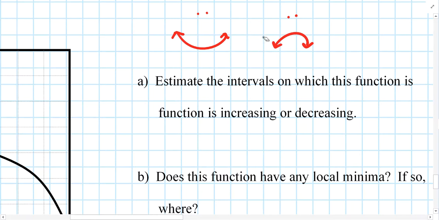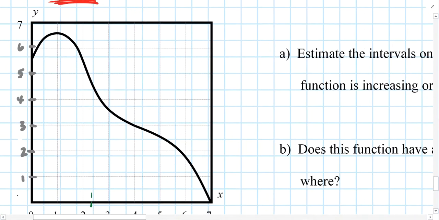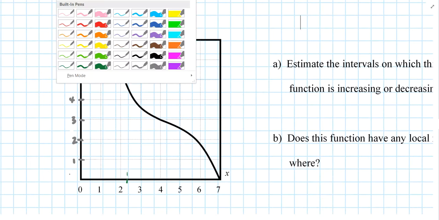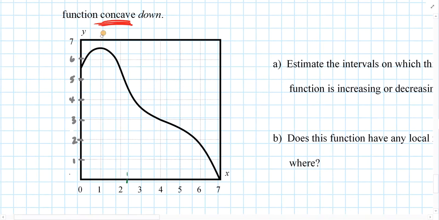Now, not all graphs look quite like a smiley face or a frowny face, and instead they've got portions of each within the graph. If you take a look at this example here, and I'll pick some colors to make this stand out, this portion of the graph, this little section from here to about here, that curve is kind of a frowny face. That's curving down. So I would say that the concavity there is down.